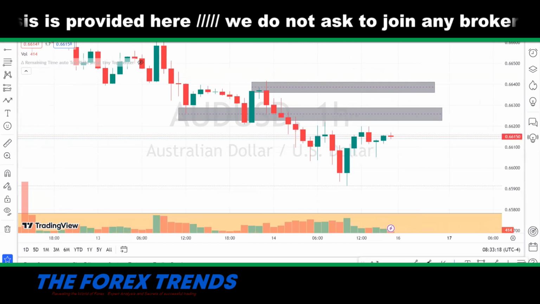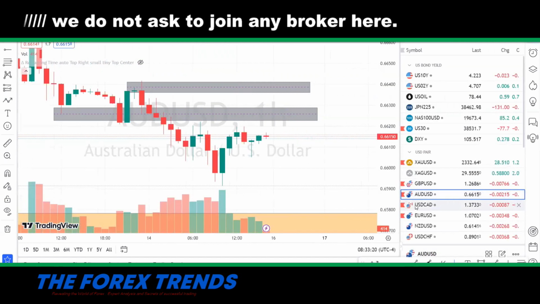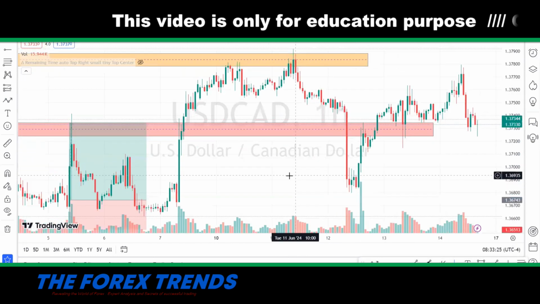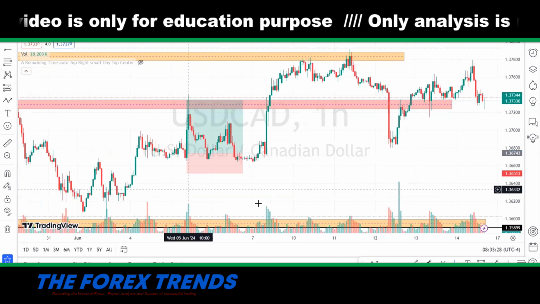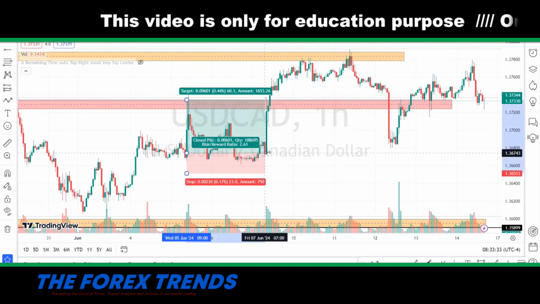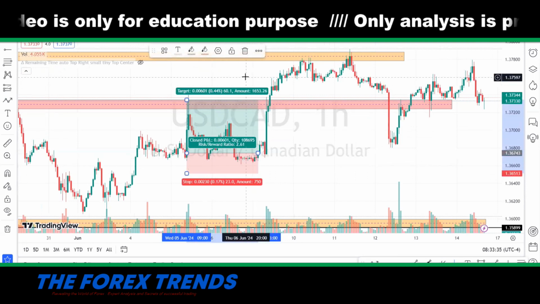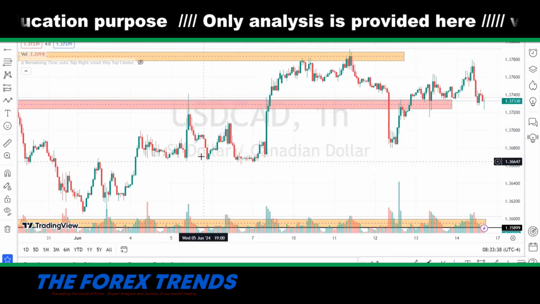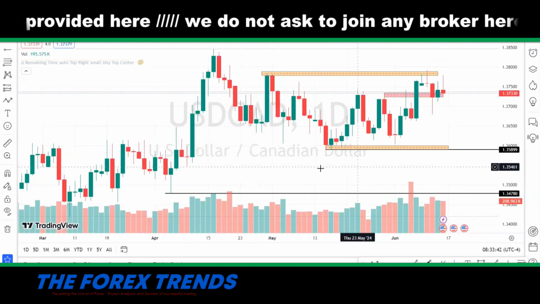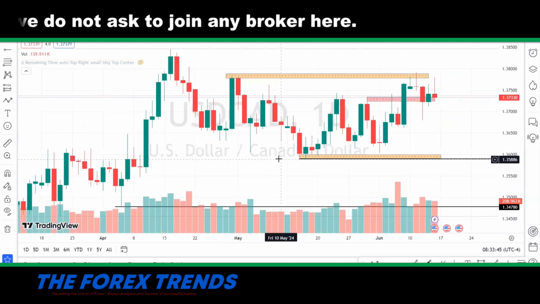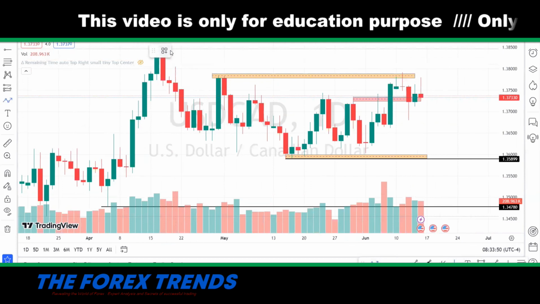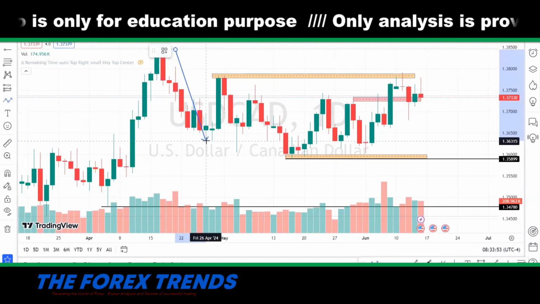Okay guys, let's check on another. This is USD CAD. As per my previous trade setup, this was my previous trade setup, and it gave me a good profit from here. Let me delete all things. Start with day. In day structure, if I mark the day structure, it looks like bullish.